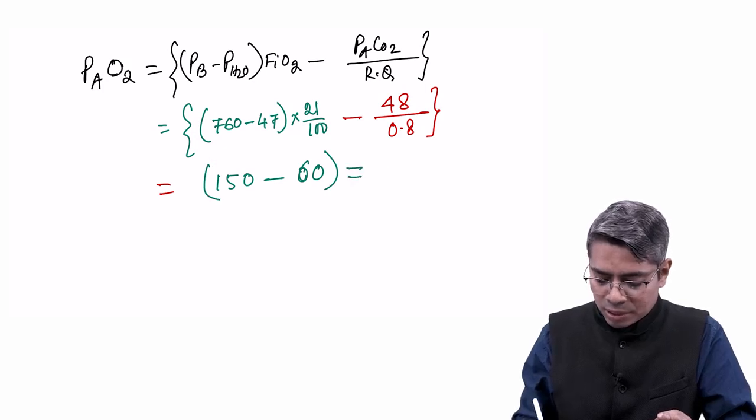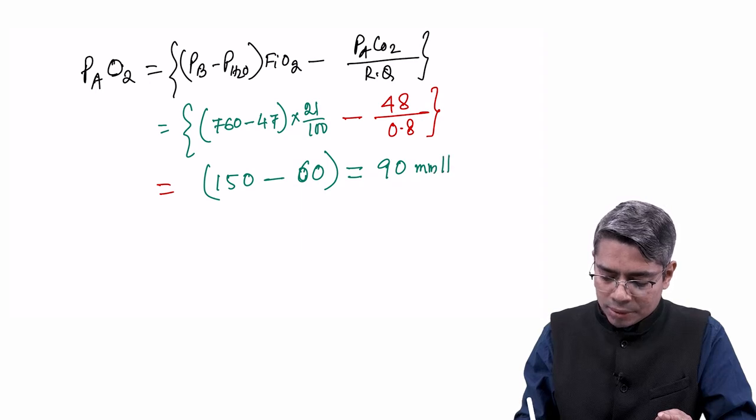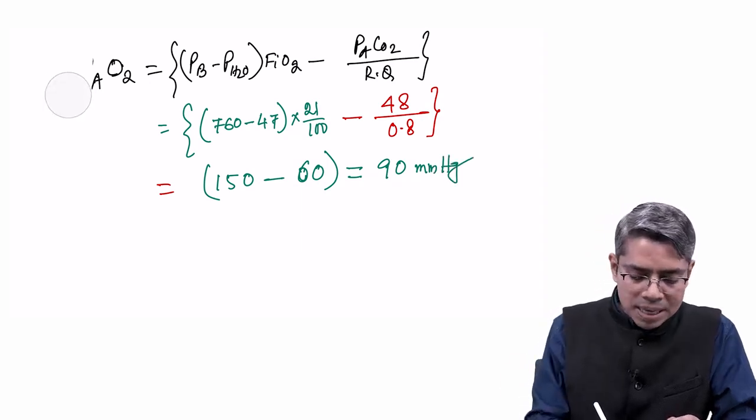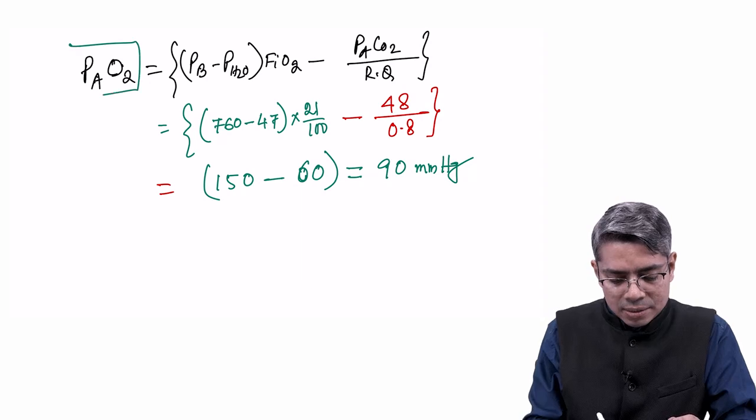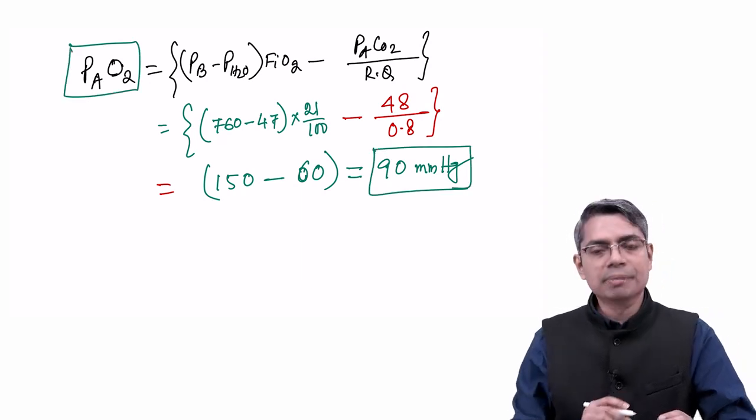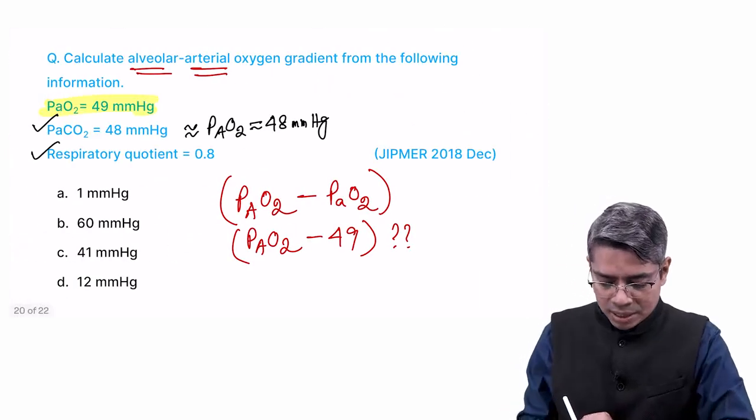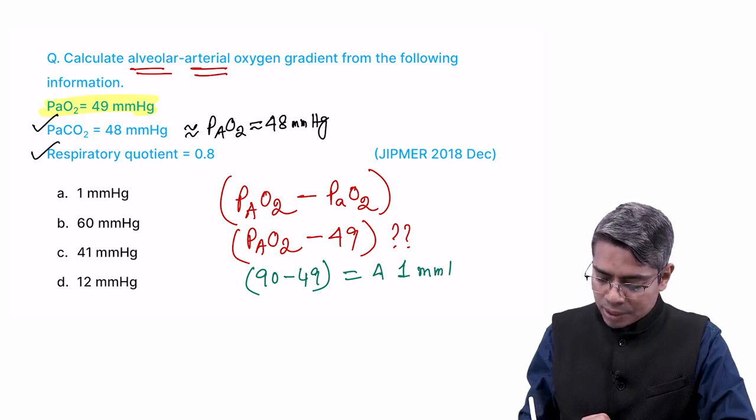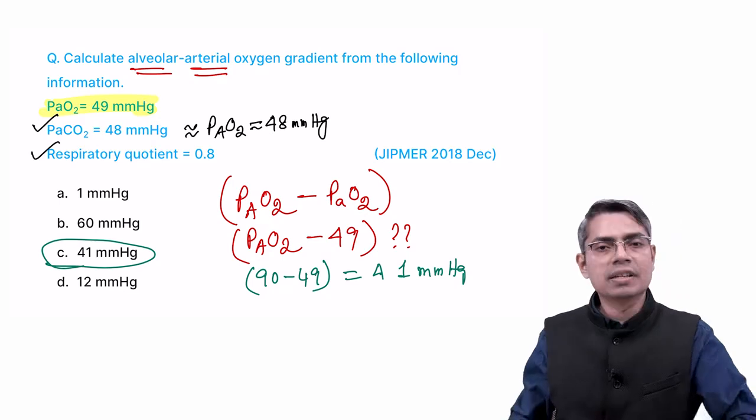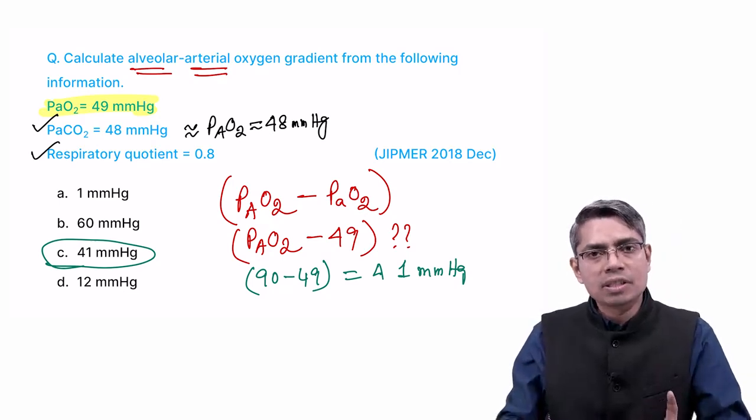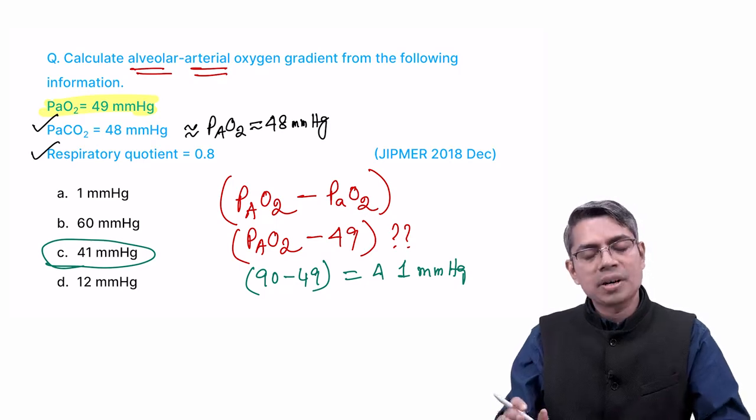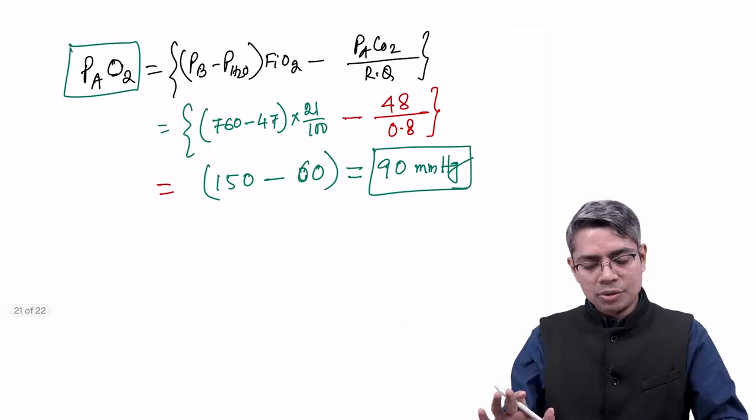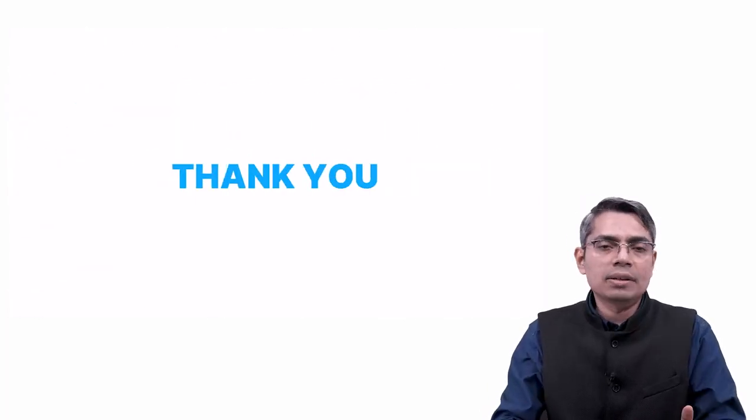So, 150 minus 60 means this is 90 millimeter of mercury. Now we got that the PAO2, that is the partial pressure of oxygen in the alveolar air, is 90 millimeter of mercury. So, here I am going to put 90 minus 49, that is nothing but 41 millimeter of mercury. So, this 41 millimeter of mercury is the alveolar arterial oxygen gradient, or alveolar arterial partial pressure difference. Got it? So, this is the way you have to calculate the mathematical question.